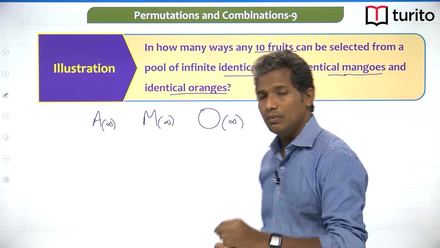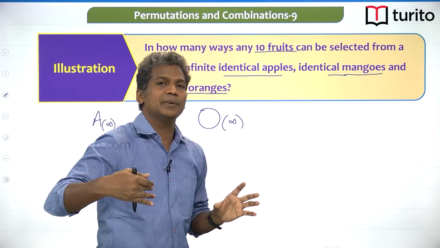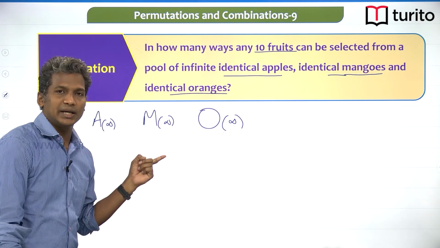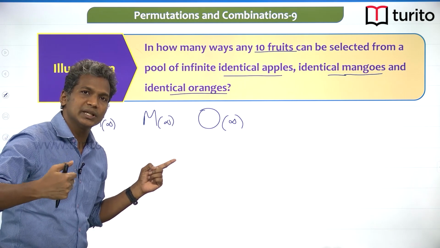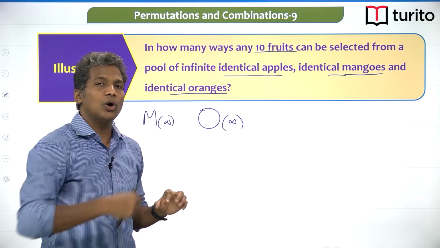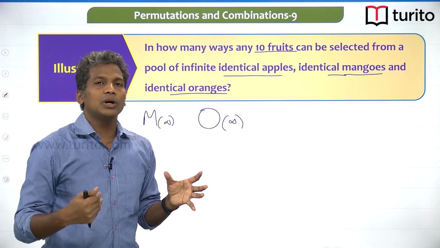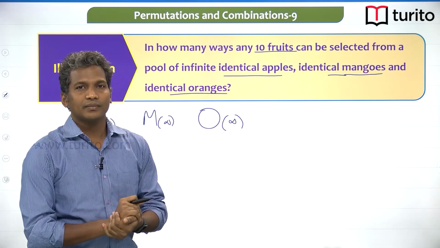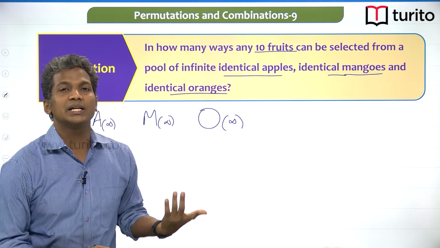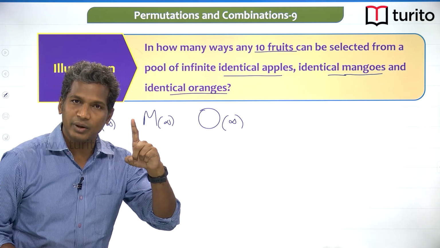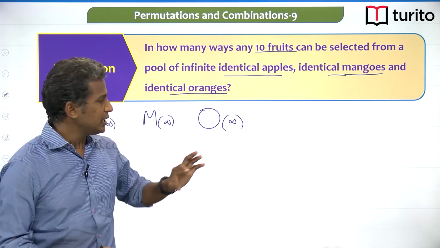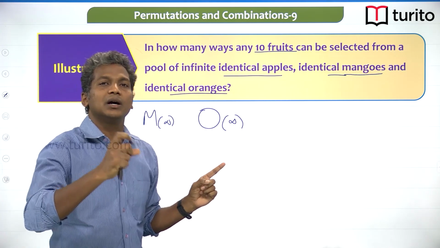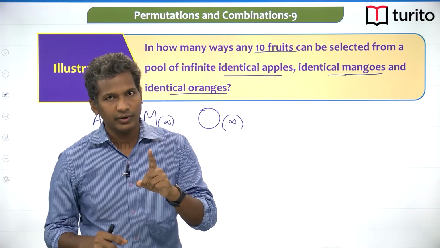Now here all fruits of the same kind are identical. So that means mangoes can be selected minimum 0 times till 10 times. All 10 could be mangoes only, or there could be no mangoes also. So all these are the possibilities. In how many ways can we select any one mango? In one way, because all are identical. Even though they are infinite, the number of selections of a particular number of objects is always one way because they are identical.